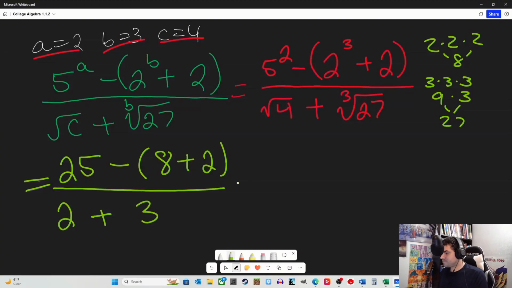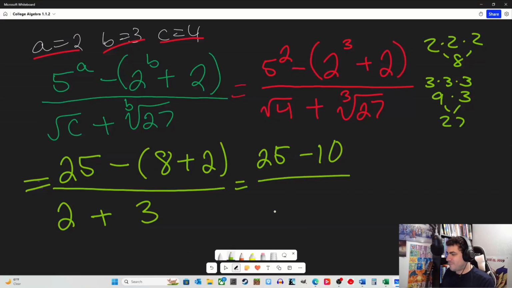Now, next step. 25 minus, what is 8 plus 2? It's 10. We should know that, right? Yeah. Divided by 2 plus 3, 5. It's getting super simple. Look how much easier it looks.